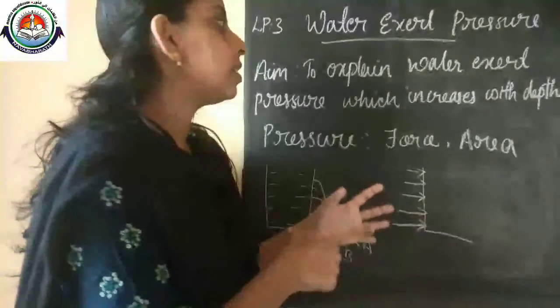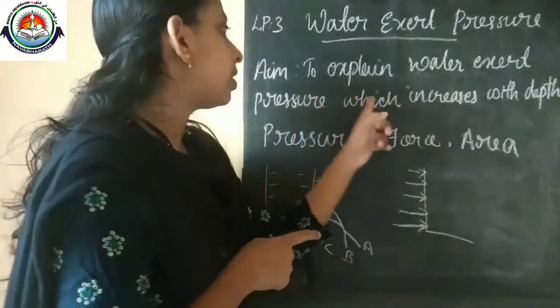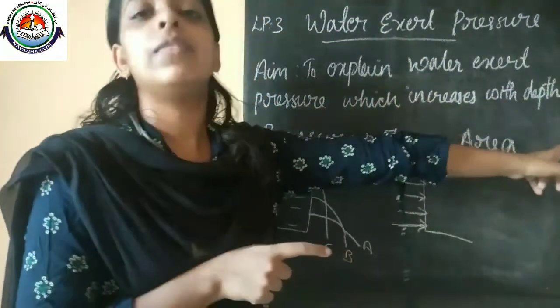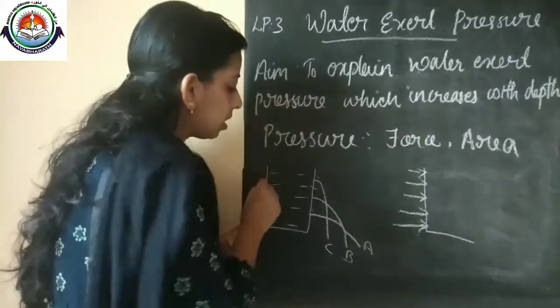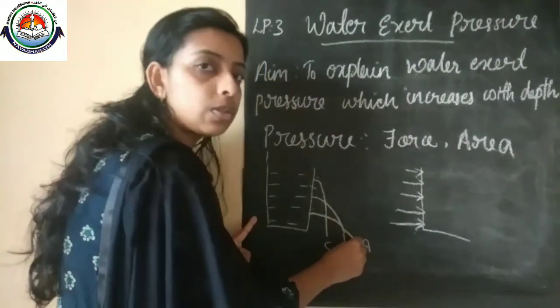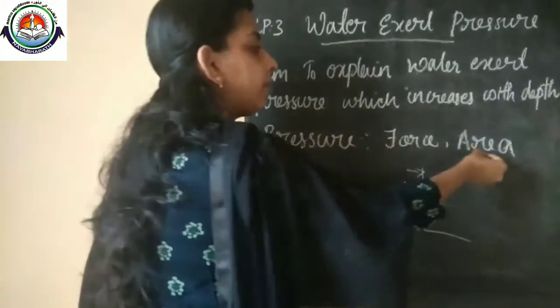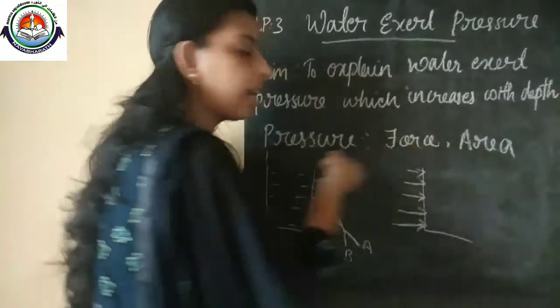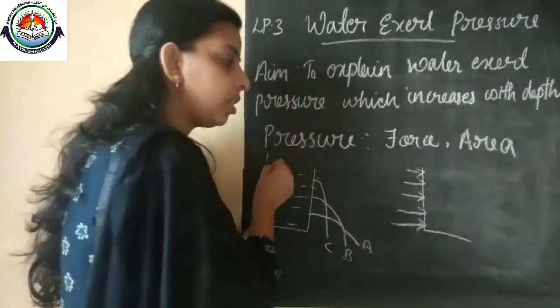In the first lesson, we mainly discussed pressure. Water exerts pressure which increases with depth. When the depth increases, the pressure also increases. And pressure mainly depends on the area. When area increases, pressure decreases. When area decreases, pressure increases.